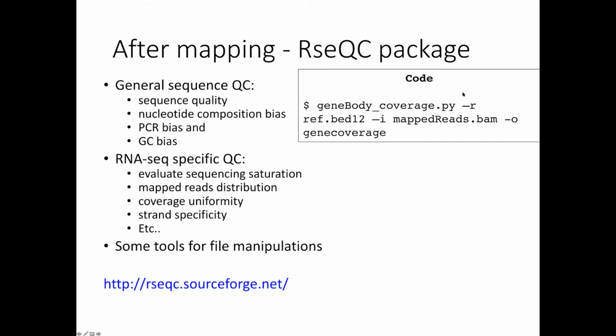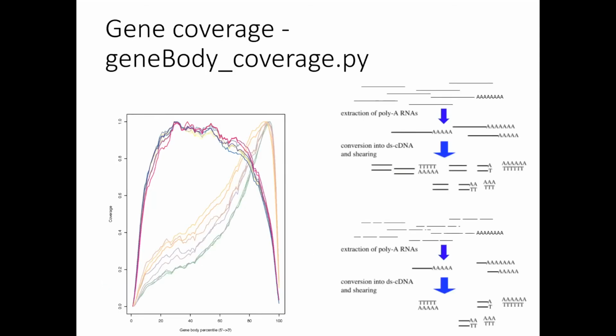In general, the program is of course different depending on which of the functions you are calling, but you always supply a reference, and that should be in this BED12 format. And then you supply your reads in the BAM file. So you need the reference and you need the BAM file, and then you tell them where you want to write all the information.